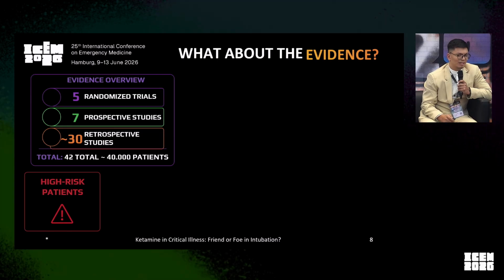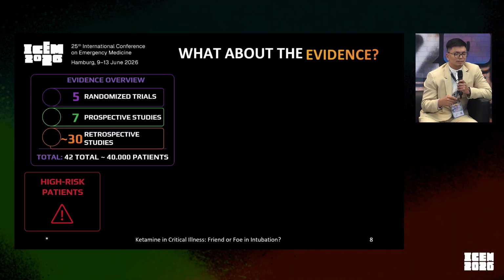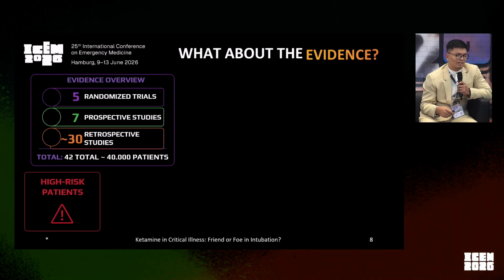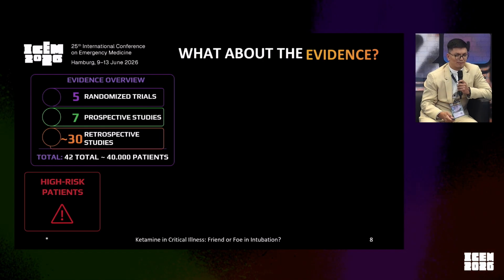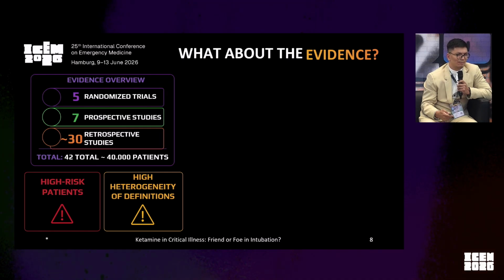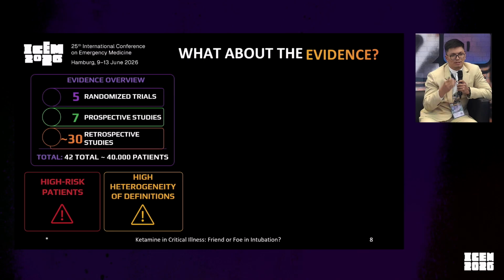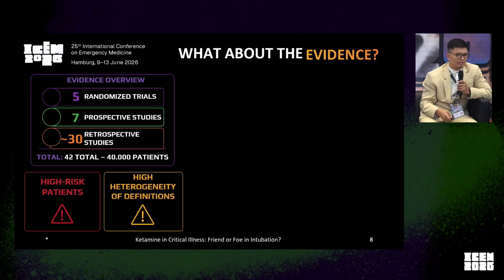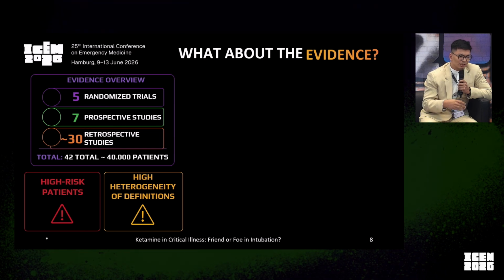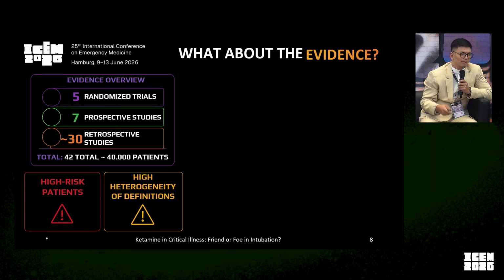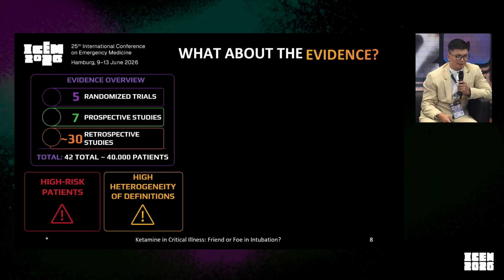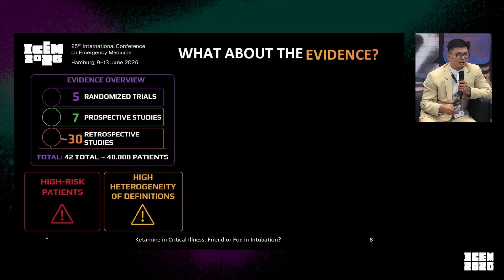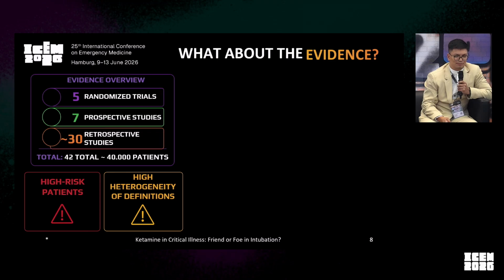One of them is that there are high-risk patients who could have an unweighted high-potential response when using ketamine, but there is high heterogeneity of definitions. Many studies try to measure the same event, cardiovascular collapse, with many different definitions: a drop of 30% of the systemic blood pressure, a drop of just, I don't know, 50 millimeters of mercury, a drop of the mean pressure of around 50%, or a drop of the systolic blood pressure below 65 millimeters of mercury.